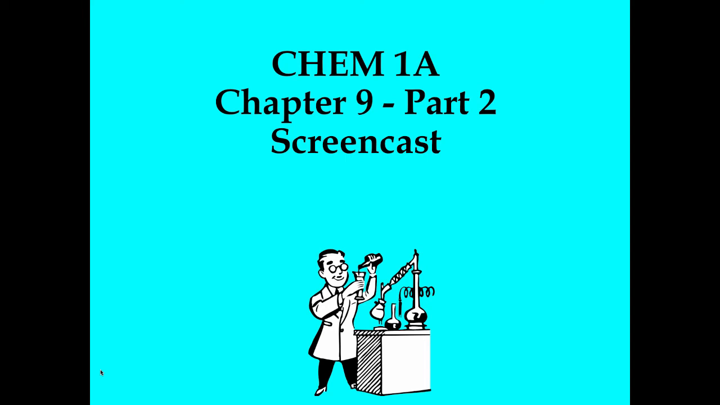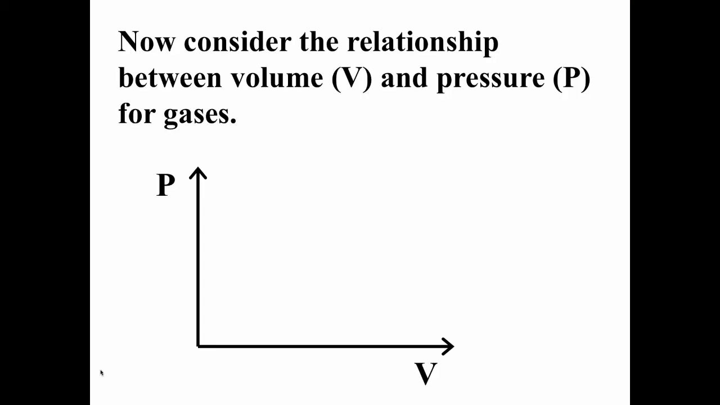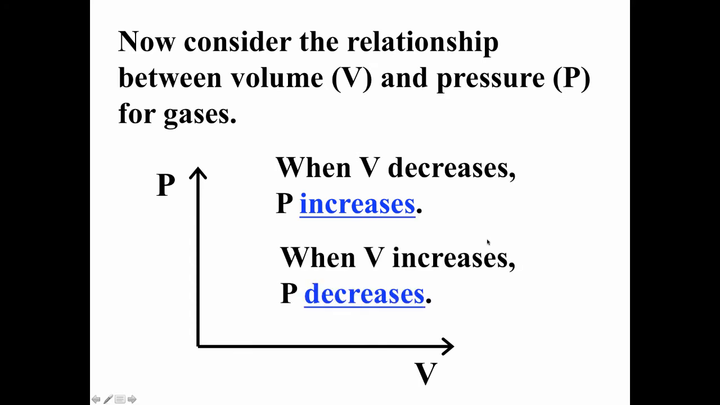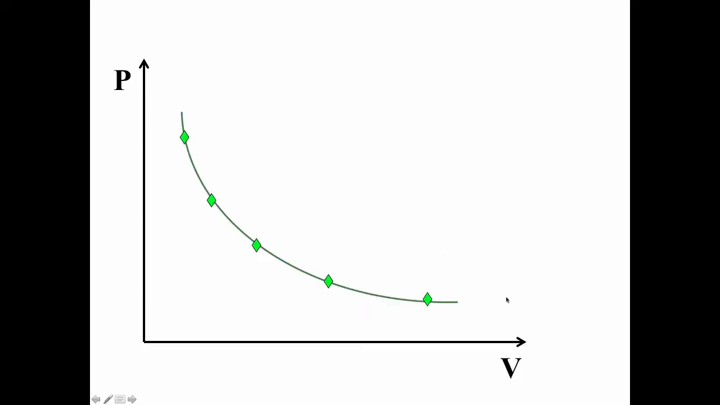Welcome to the second screencast for Chapter 9, dealing with gases. Let's pick up where we left off after the first screencast, and now we'll look at a different pair of variables, this time volume and pressure for gases. It turns out that when we decrease the volume of a gas, we find that its pressure increases, provided, of course, we keep the temperature and the amount of gas constant. And if we increase the volume of the gas, we find that its pressure decreases.